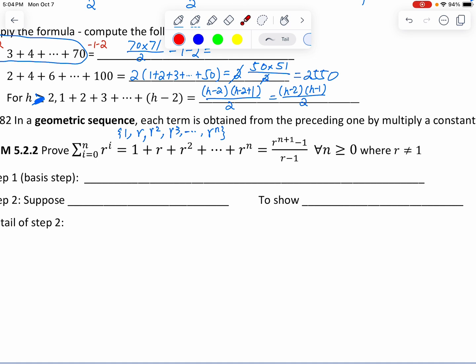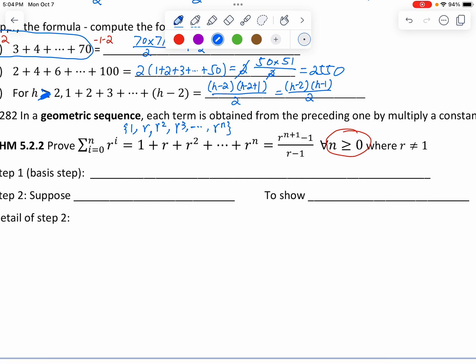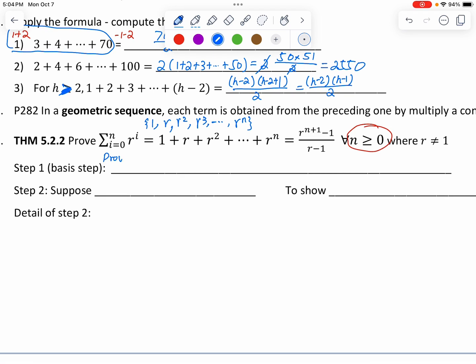So step number one, let's prove the basis step. The basis step is you have to prove it for the smallest number when n takes the smallest value. In this case, it's 0. So let's prove that. The basis step is to prove P of 0 is true, right? In other words, let's check. So P of 0 means this.